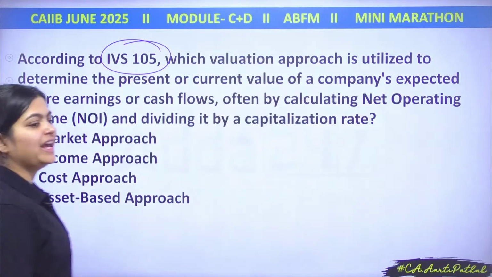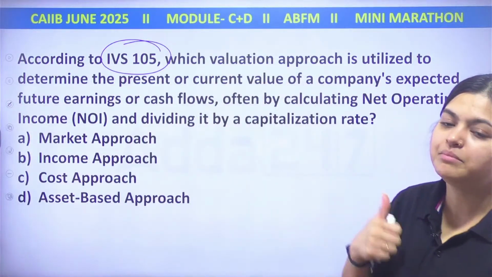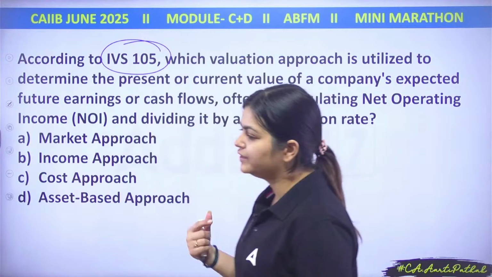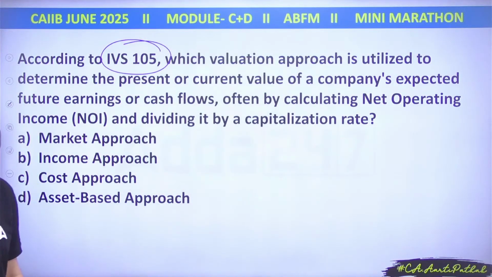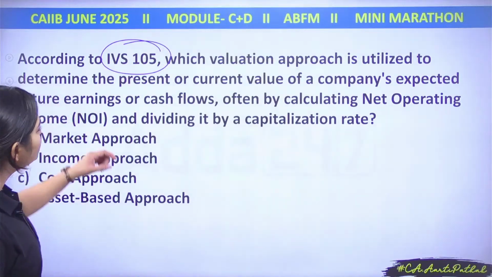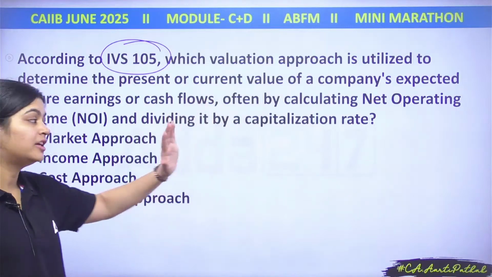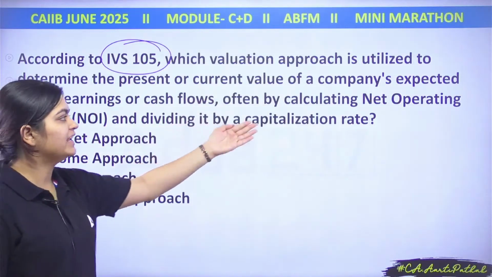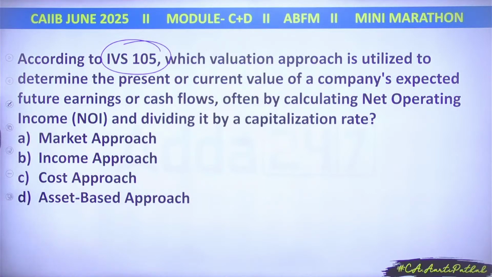As per this, we have three different methods, correct? First one, we have the market approach, then we have the income approach, and the final one we have is the cost approach. But as per the given details, where you are taking the net operating income and dividing it by a capitalization rate, in which particular method are we doing all this?